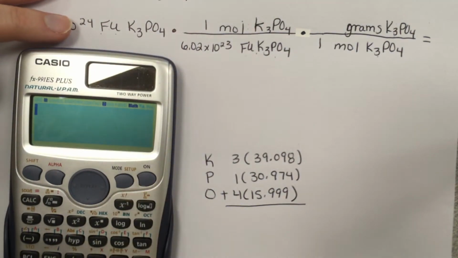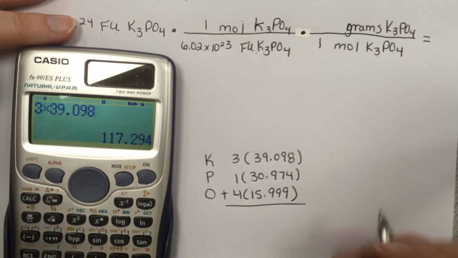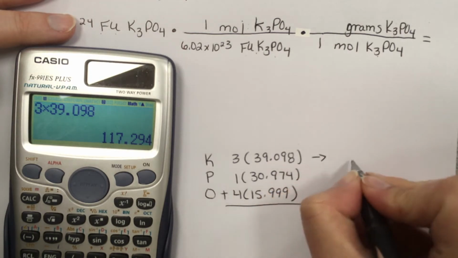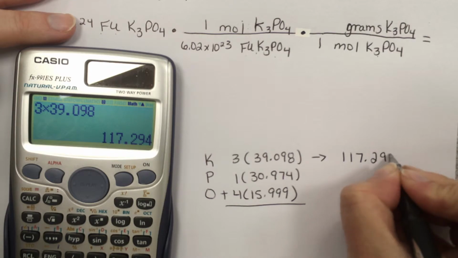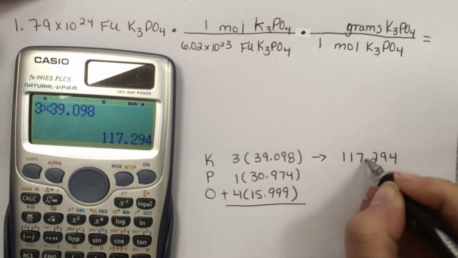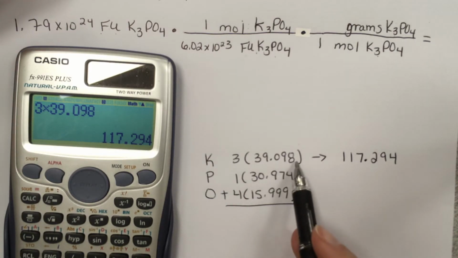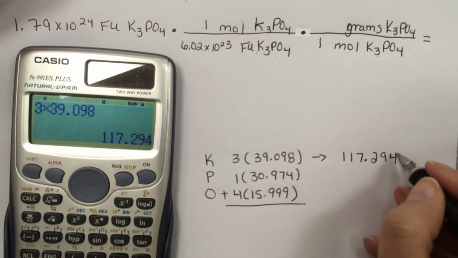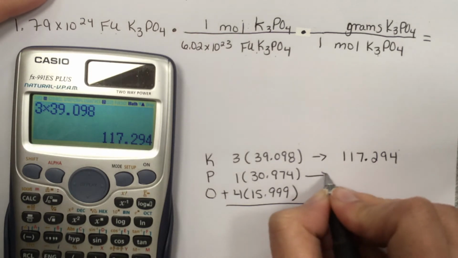Let's turn it on. 3 times 39.098 turns out to be 117.294. Technically, because this is 5 and that's 6, you should probably take this off. But I'm going to leave it.